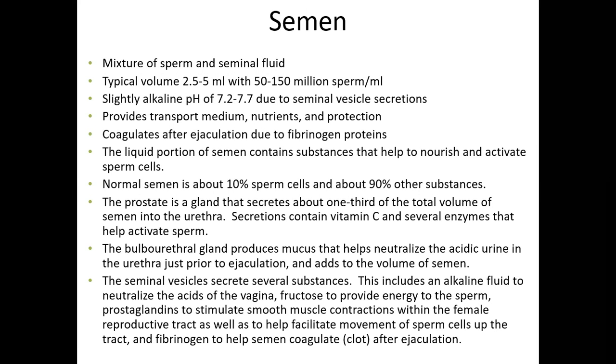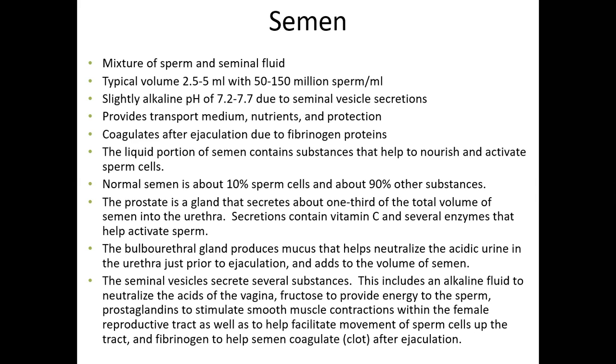Let's first talk just a little bit more about semen, which is a mixture of sperm and seminal fluid, typically having a volume of about 2.5 to 5 mL, with 50 to 150 million sperm per milliliter. Meaning, once again, when a man ejaculates, they're releasing a heck of a lot of sperm. Only one of those is required to fertilize an egg. There's just a lot of waste in there. Slight alkaline pH, 7.2 to 7.7, due to the secretions from the seminal vesicles.